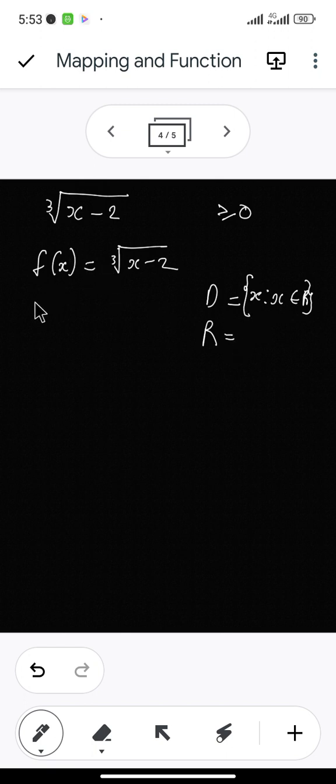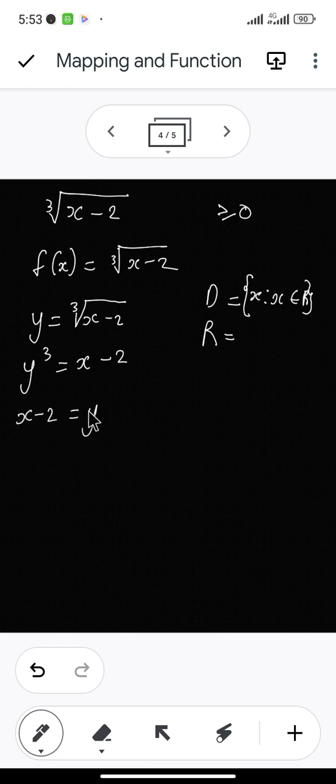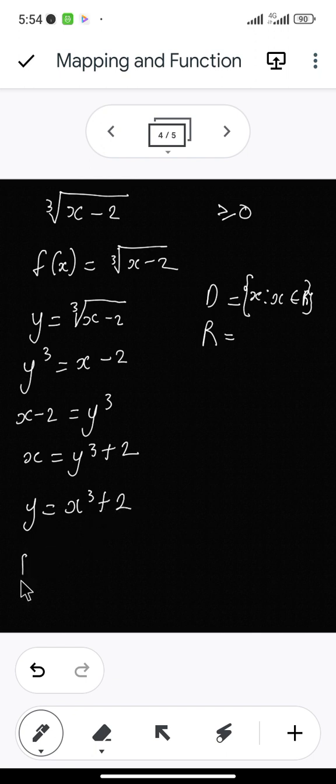You have x such that x is an element of the real numbers, and that's all. Now for the range, you apply the same principle, y being equal to the cube root of x minus 2. You cube both sides, so y cubed becomes x minus 2. You make x the subject: x minus 2 becomes y cubed, so x gives you y cubed plus 2. Replace x with y and y with x. So we have y is equal to x cubed plus 2. Replace y with the inverse, so f inverse gives you x cubed plus 2.